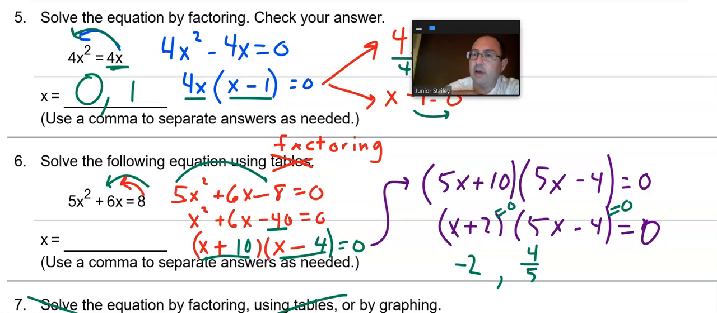The 5 comes back in front. Push the 5 back in front of both of the x's, and then look for the GCFs. Pulled out a 5 and I got an x plus 2. I can't pull anything out of that one.